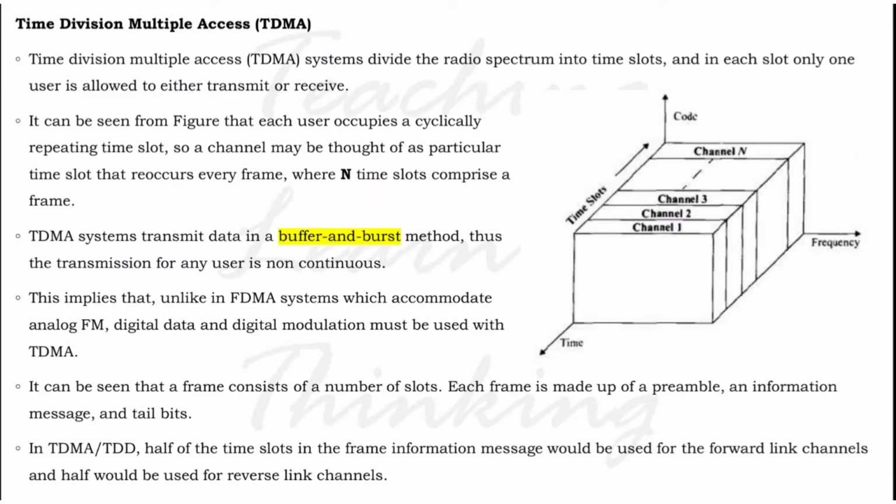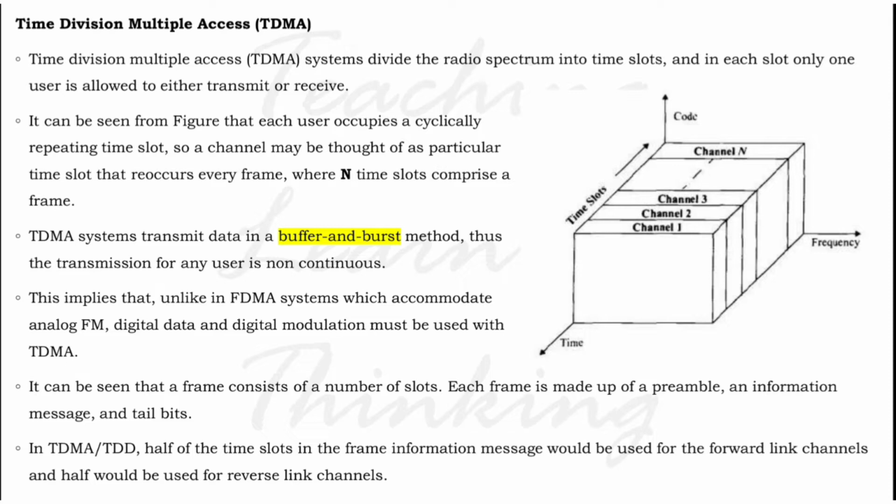TDMA means time division multiple access. The system divides the radio spectrum into time slots. As you know, in frequency division multiple access the spectrum is divided into different frequency slots, but here it is divided into time slots, and in each slot only one user is allowed to either transmit or receive. So here also one time slot is only for one user to either transmit or receive.